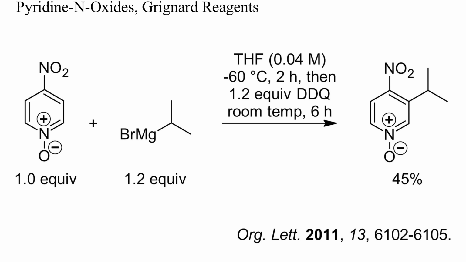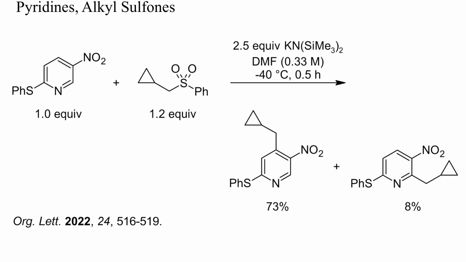Pyridines are electron deficient and react well with carbon nucleophiles. In this example, isopropylmagnesium bromide was added to a nitropyridine N-oxide, and the intermediate was then oxidized with DDQ. The sulfonyl group is both acidifying and a leaving group. Thus, deprotonated alkyl sulfones are suitable nucleophiles for vicarious substitutions at electron-deficient arenes. In this example, a nitropyridine reacted with a cyclopropyl methyl sulfone and a strong base. A high yield of alkylated nitropyridine resulted.